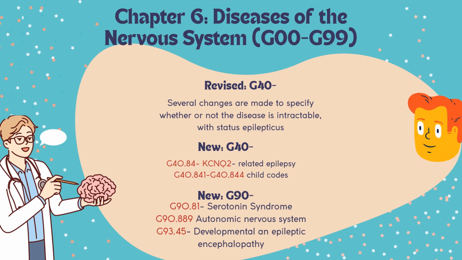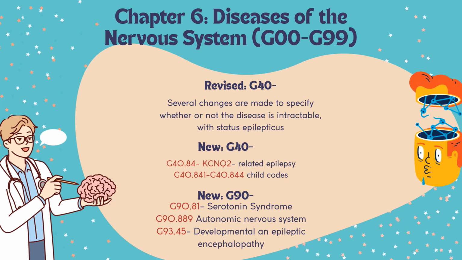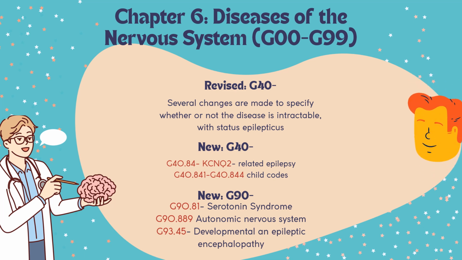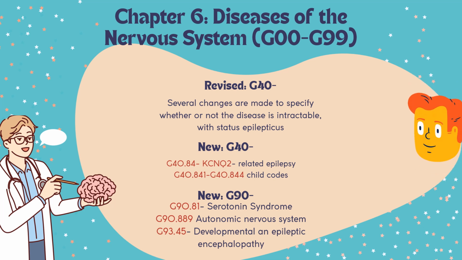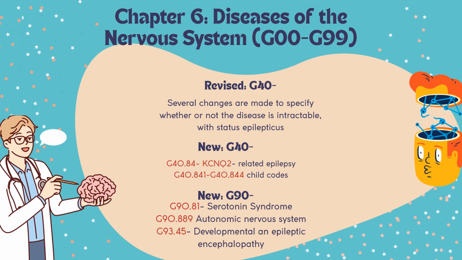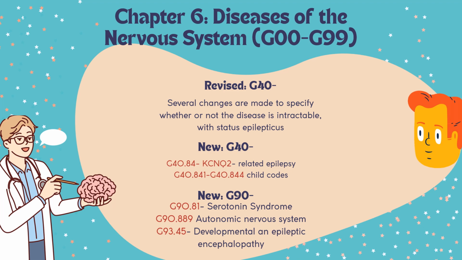There are also new codes for serotonin syndrome, G90.81, other disorders of the autonomic nervous system, G90.889, and developmental and epileptic encephalopathy, G93.45.